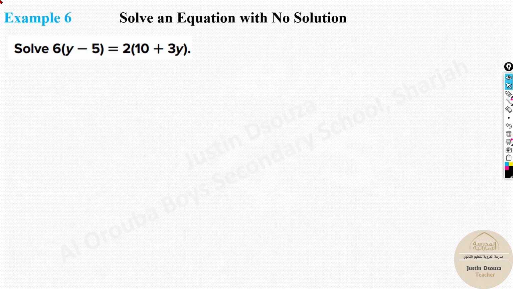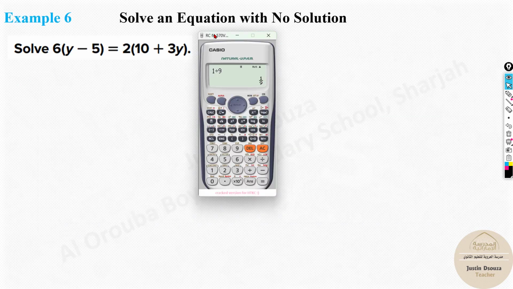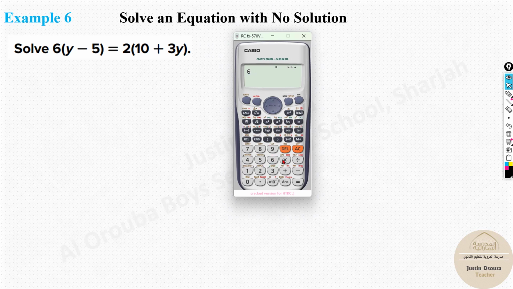Now let's see this. You can try such problems in calculator and see what happens. 6 multiplied by y minus 5 close equals 2 multiplied by 10 plus 3y. Close the bracket, shift and solve. Sometimes your calculator generally takes a long time. This is a computer simulation, so it's very quick. It might take more than 30 seconds. I do it in my manual calculator and I see there's a huge time difference.